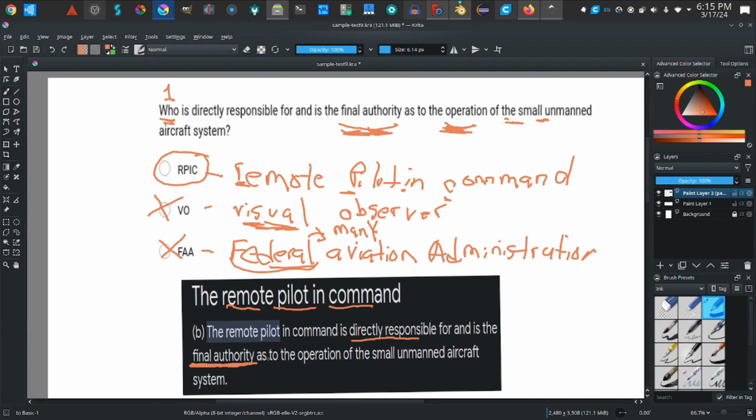Final authority as to the operation of the small unmanned. Oh, it basically said the whole thing right here. It got the same definition. The same phrase I read above is contained right here.